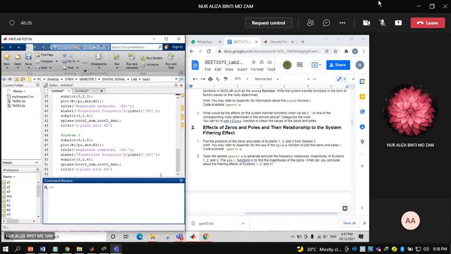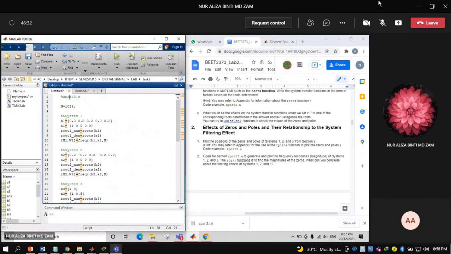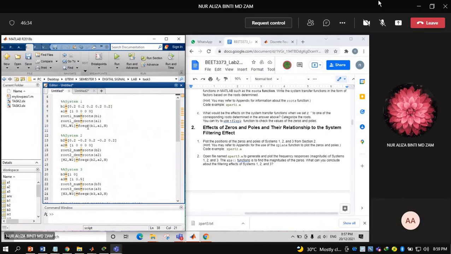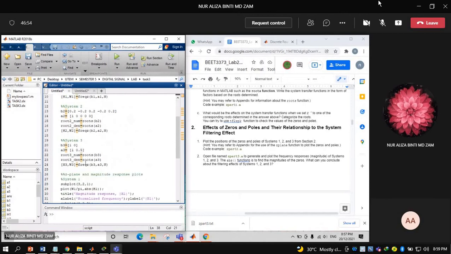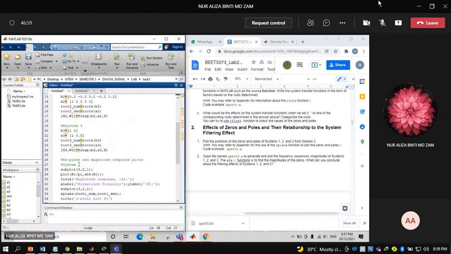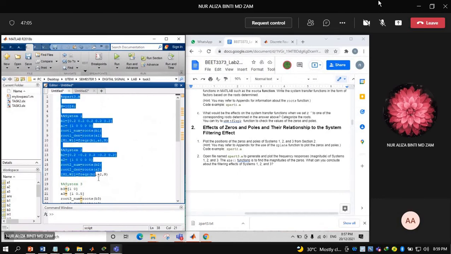Okay, from the question, this is the full coding for Z part 3. For system 1, this is the numerator for the coding, and this is the denominator for the coding. And then we have to use the quick Z function, and the same goes for system 2 and system 3. And then we have to plot the Z plane and magnitude response for system 1, system 2 and system 3. And then we have to run the coding.